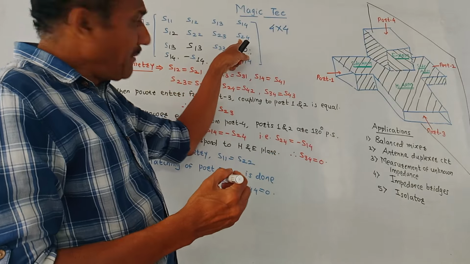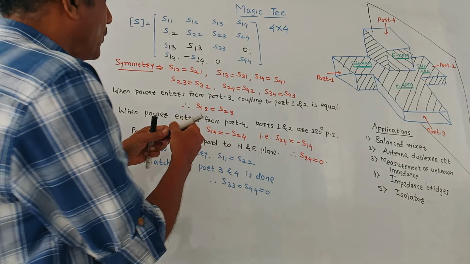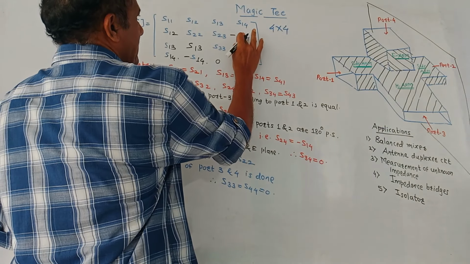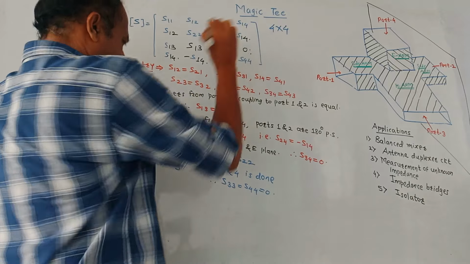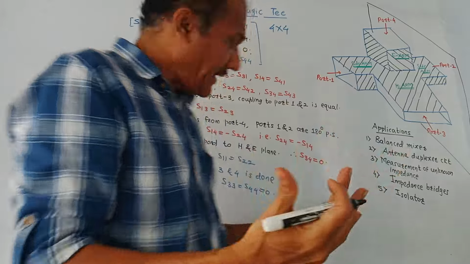This term also we have to change. S24, just now we discussed, S24 is same as minus S14. So this I will write as minus S14. Now we discussed the concept of symmetry. This you also have to remember.